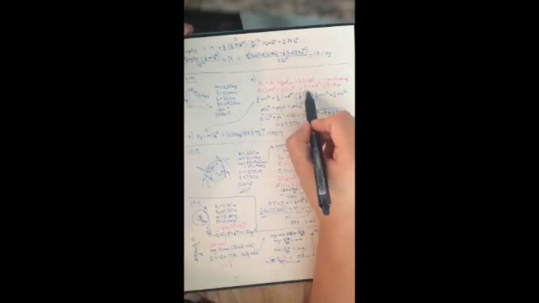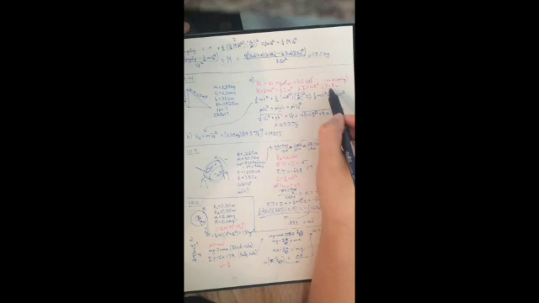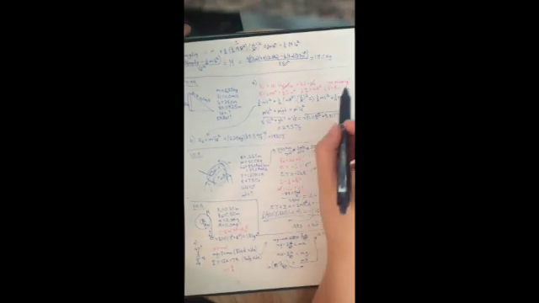Right, so then we know that inertia equals mr squared from the formula sheet, and that v equals r omega, and so we'll just put those in there.